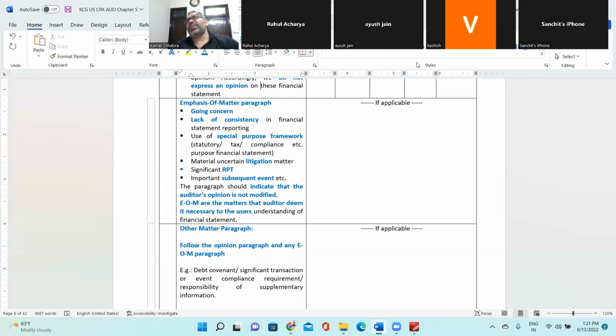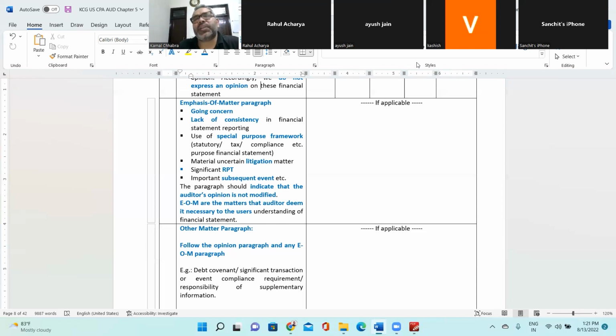Yes, Ayush, what you said is absolutely right. So for example, in the previous year, you were following the straight line method of depreciation, which is allowed as per GAAP. Now, in the current year, you have changed the policy to written down value method or unit of depreciation method, right? So both are allowed as per GAAP. But now you are changing and it has a material impact, which you as an auditor believe should be brought to the attention of the user of the financial statement.